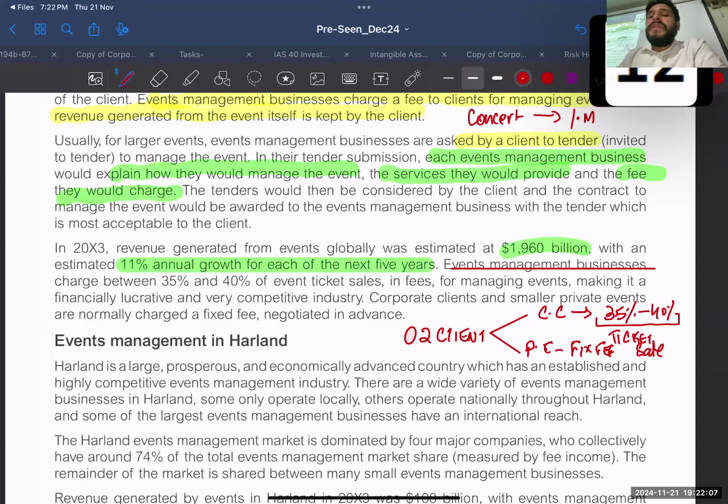Corporate and smaller client events are normally charged a fixed fee negotiated in advance. Yes, for the corporate clients as well. So for big services, or for larger services, we are charging 35 to 40% of the event ticket sales in order to make this a lucrative arrangement. Lucrative means an attractive arrangement for the companies.